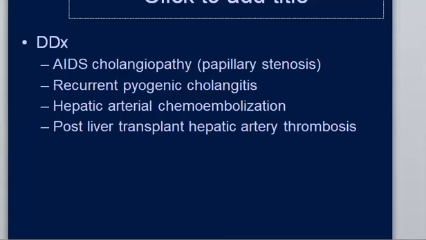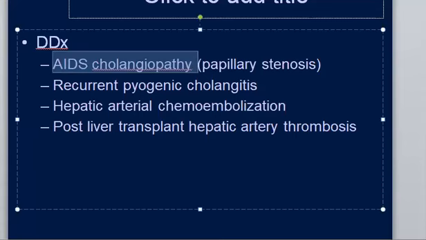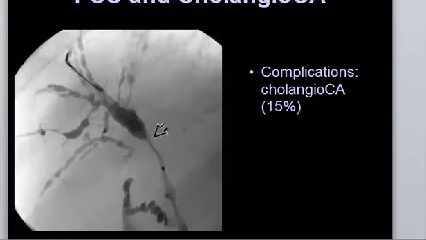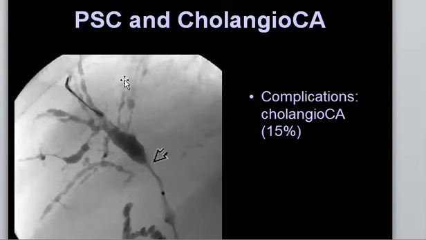Okay. So as you mentioned, Ala, AIDS will be an important differential diagnosis, along with recurrent pyogenic cholangitis, maybe post chemoembolization, post TACE, and also post liver transplant. What happened? Hepatic artery thrombosis. Okay. So for example, primary sclerosing cholangitis is complicated with cholangiocarcinoma, which is about 15% of the cases.